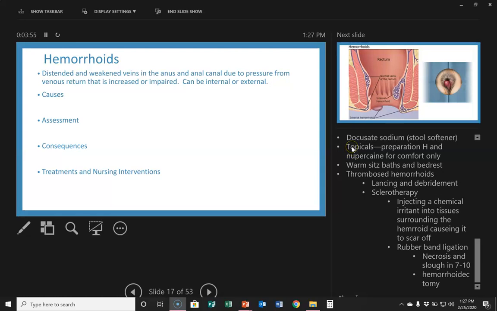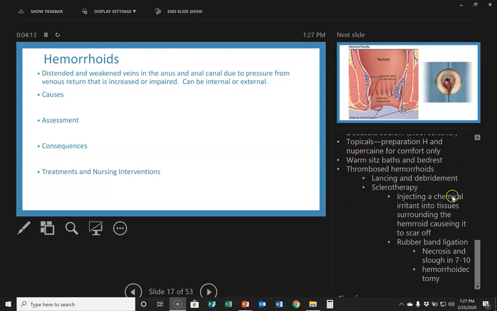We do recommend people not use the Valsalva maneuver, to just let their bodies evacuate stool on their own. It might take a while, but it's better to just let the body naturally do its thing instead of forcing it. Topicals like Preparation H and Nupercaine are for comfort only. They're not going to actually get rid of the hemorrhoid.